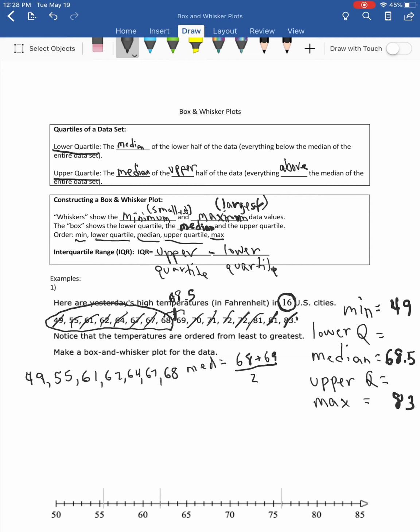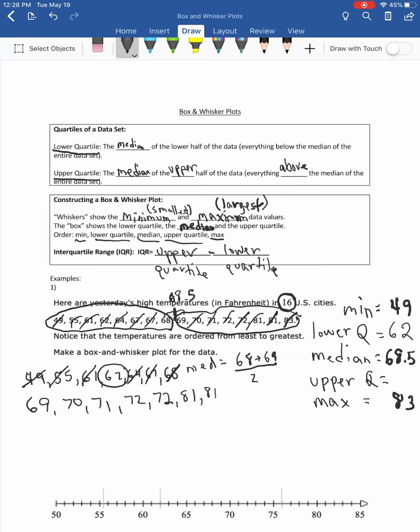Okay, let's get the median of those. The median of those is 62. So our lower quartile value is 62. All right, now to get the upper quartile, we're going to take everything that's above the overall median, above 68.5. So it's going to be these values. Let's write them out again: 69, 70, 71, 72, 72, 81, 81, and 83.